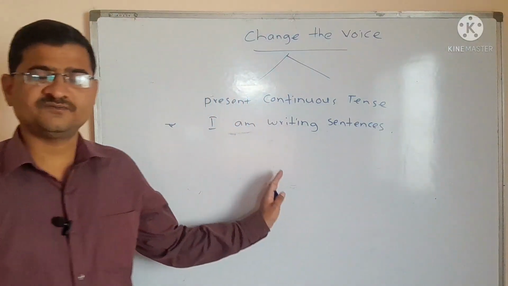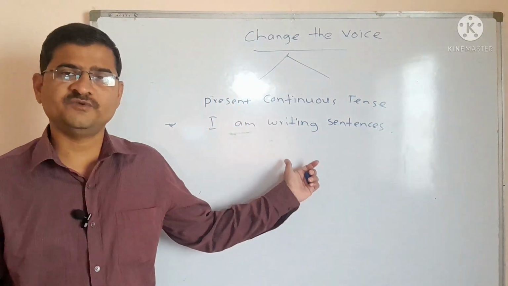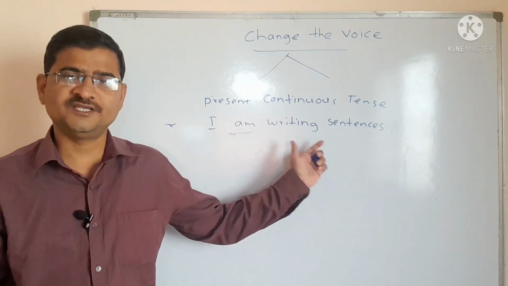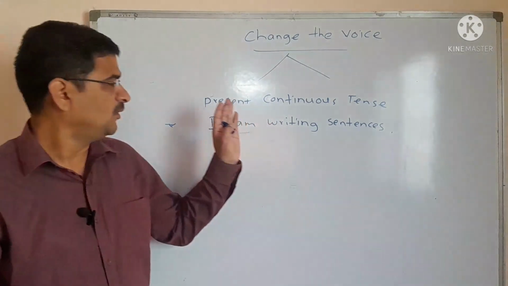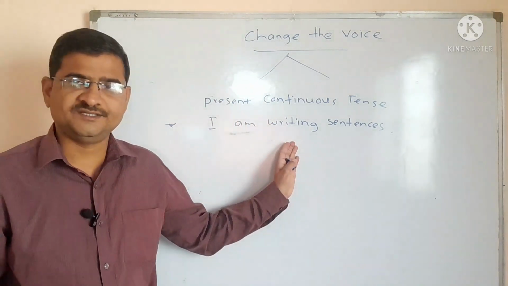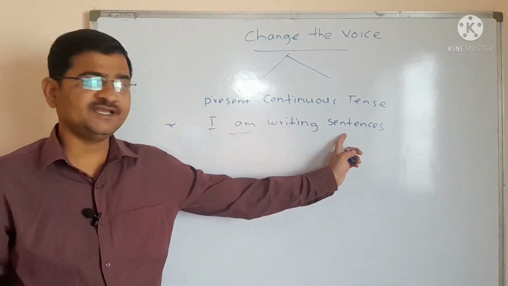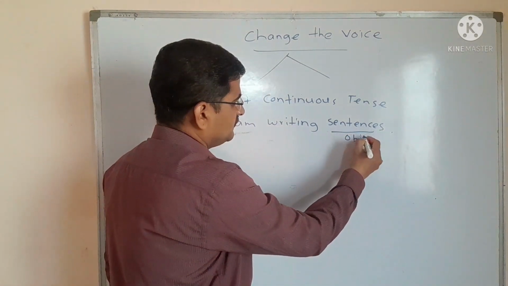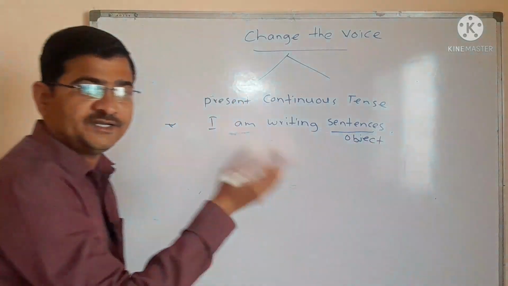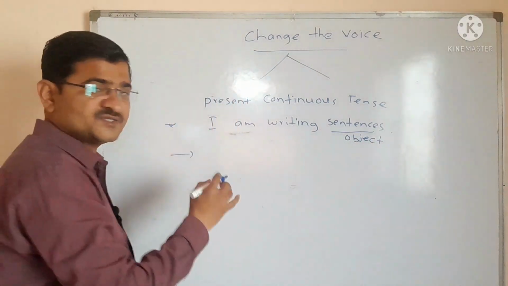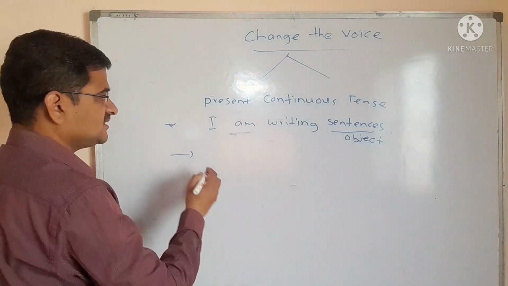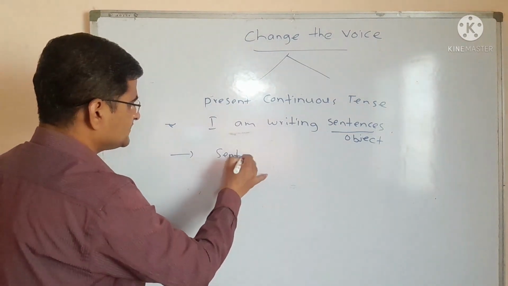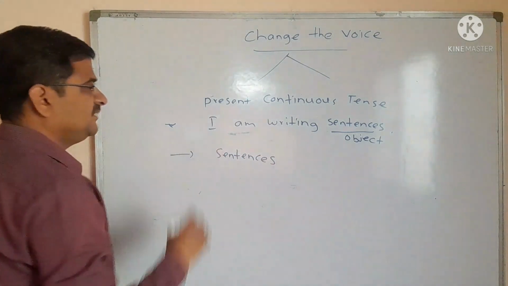So here also the first rule is the same. First of all we have to find out an object from the given sentence. What am I writing? The answer is sentences. Therefore we have to use, this is an object, we have to take the object at the beginning in the passive voice. It becomes the subject in the passive voice. So sentences, we have to take it at the beginning.